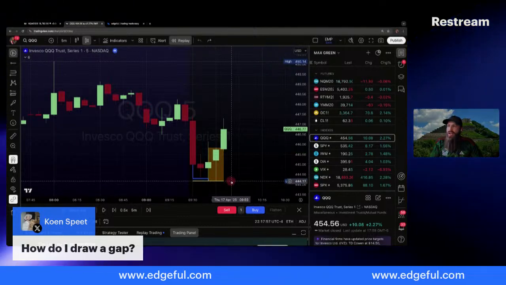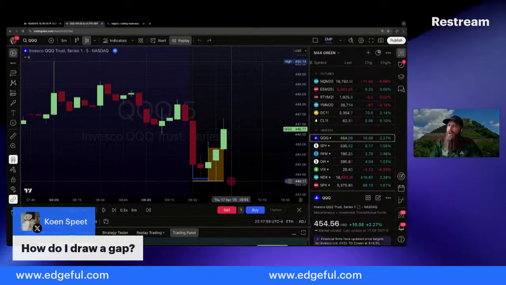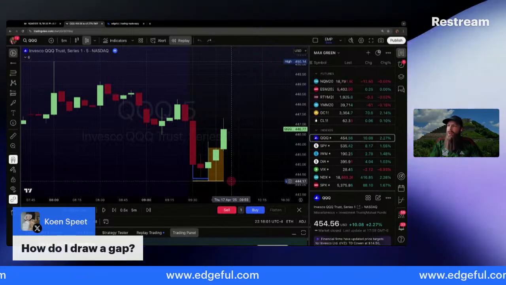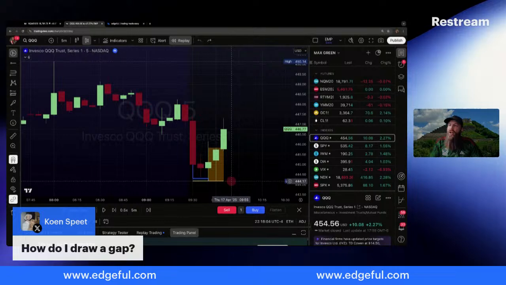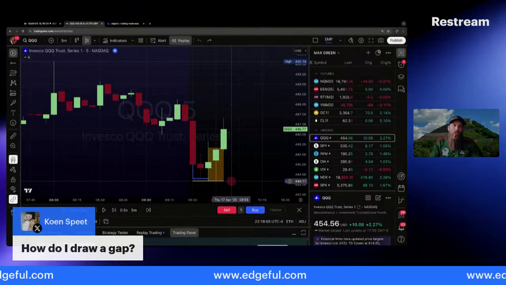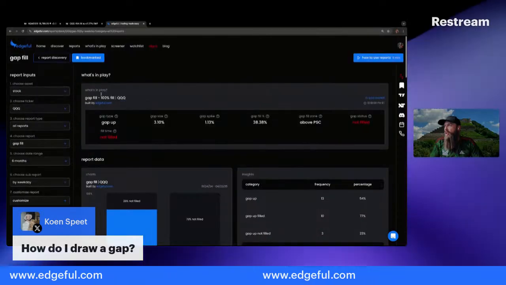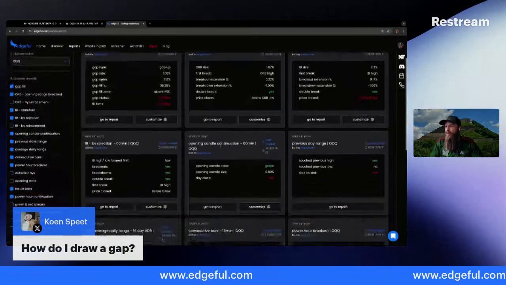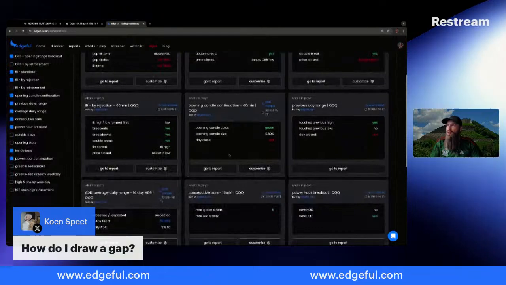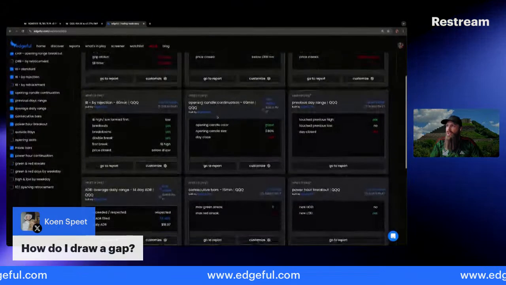And the rest of the day, I use this bar because I want to know the previous day's close. A lot of the data that I use is based on whether we're going to close red or green. Reminder, on Edgeful, I use this data a lot. For example, I can go to what's in play from today and look real fast. Opening candle continuation is a big one I use.